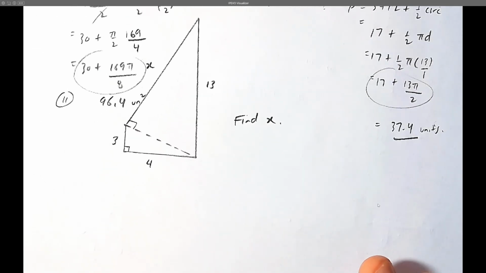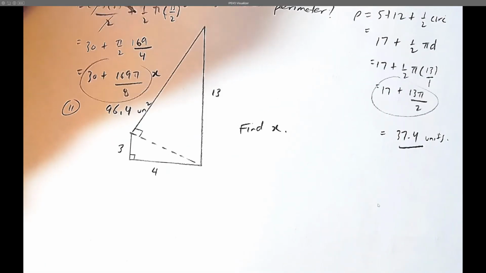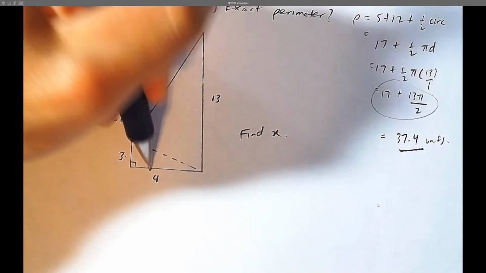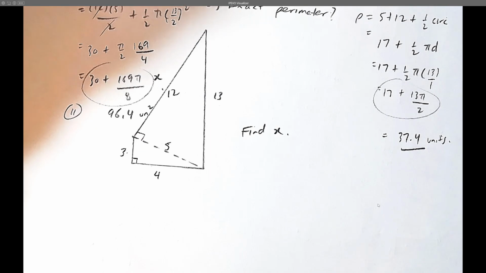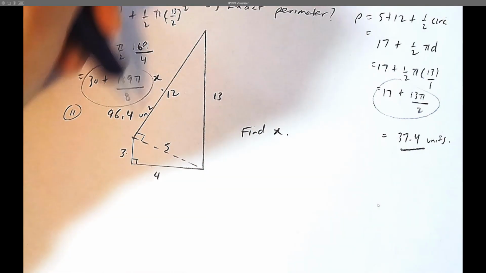Okay, so let's try question number 11. It says find x. Let's use Pythagorean triples again. 3, 4, 5. 5, 12, 13. So right away we know that x is going to be 12 because of Pythagorean triples. This here is not the hypotenuse, it's a leg.